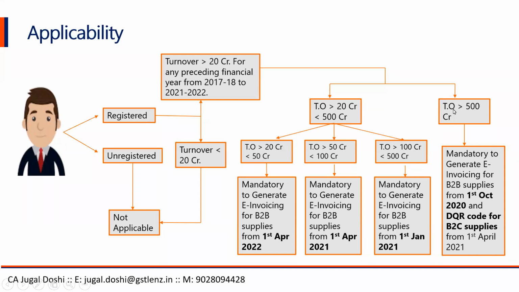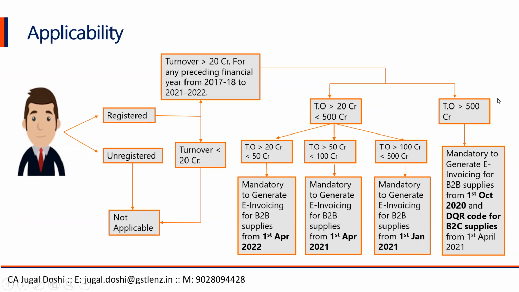So if my turnover is greater than 500 crores, then e-invoicing is applicable mandatory for me from 1st October 2020 and dynamic QR code applicable from 1st April 2021. If my turnover is below 500 crores but above 100 crores, then from 1st January 21. So after 3 months, they reduced the deadline. Again, in next 3 months, from 1st April 21, they reduced the threshold to 50 crores. And now after a year, they have reduced it to 20 crores from 1st April 22.